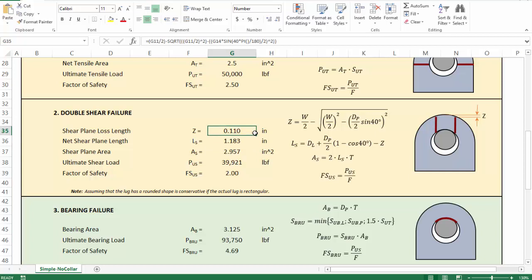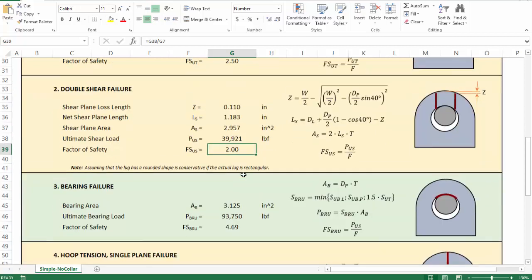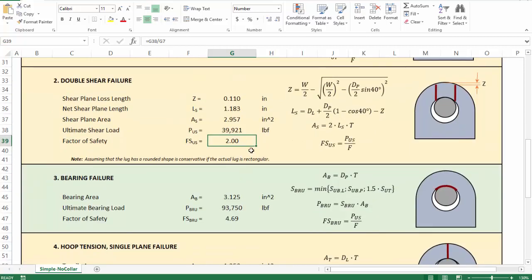These tools are unprotected, and you just have to remember what you're doing and keep that in mind. Then you have your net shear plane length here, your shear plane area. These are all calculated internally. Ultimate shear load, as well as your factor of safety, is 2, which is less than 3. So you may want to keep an eye on that.